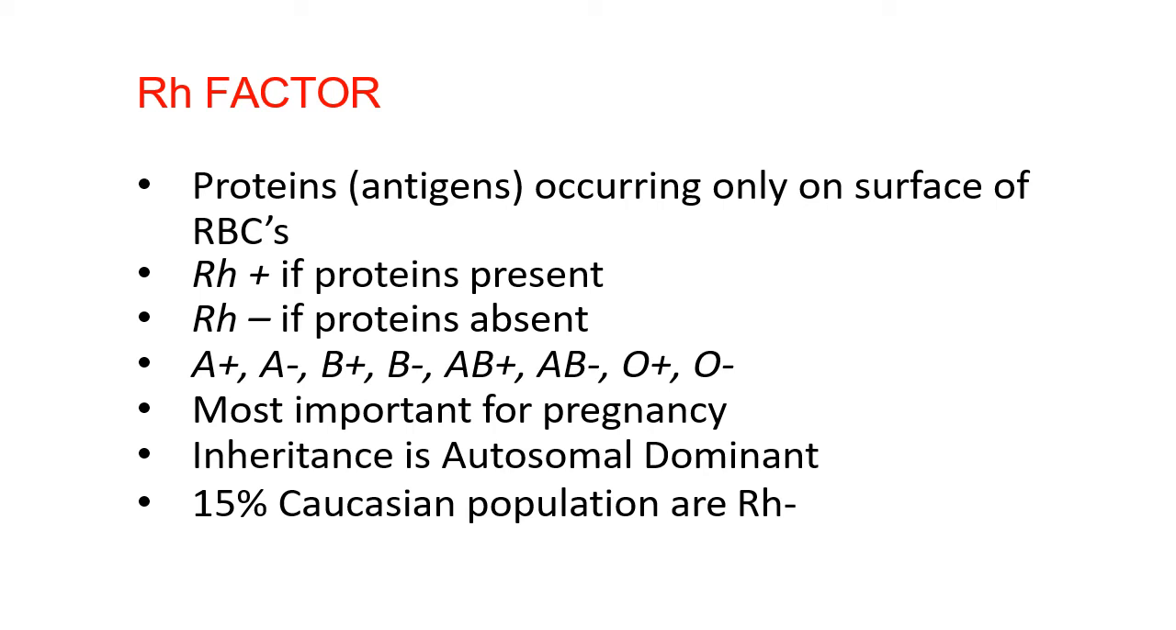Why is RH factor important? It is most important for pregnancy. The inheritance is autosomal dominant and 15% are RH negative. But remember one thing: antibody to RH antigen is not naturally present. If you see the ABO blood group system, the antibodies are naturally present. If the patient has A group, the antibody B will be present. But in RH, if the patient is RH positive, there won't be any anti-RH antibodies present in the blood.